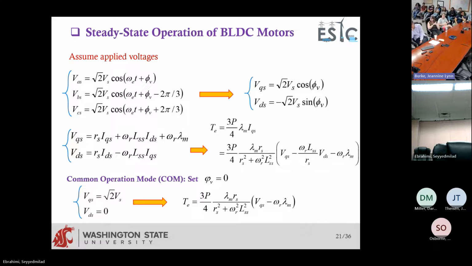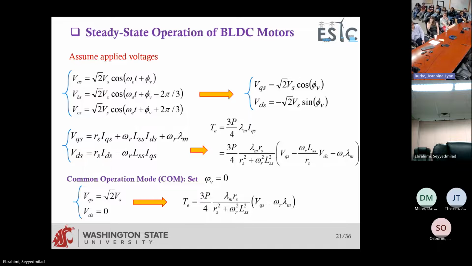Now you can solve for ID from the second equation based on VD and IQ and plug that ID in the first equation. Then you'll get this torque equation, because we know that torque is 3P, number of poles, divided by 4, times the strength of the permanent magnet in the rotor multiplied by IQ. I'm using capital letters because everything is in a steady state. So you'll have this expression for torque. That is for steady state, right? Otherwise, you have the actual IQ, not the IQ in a steady state.